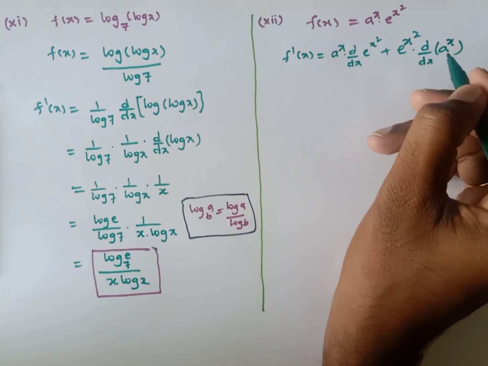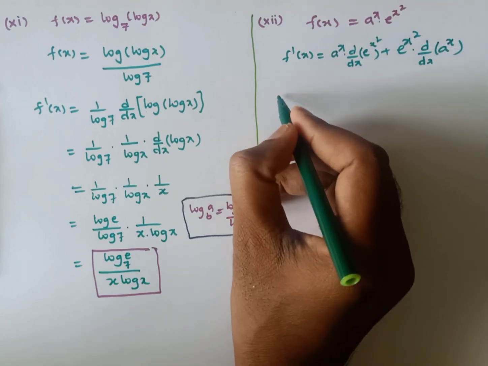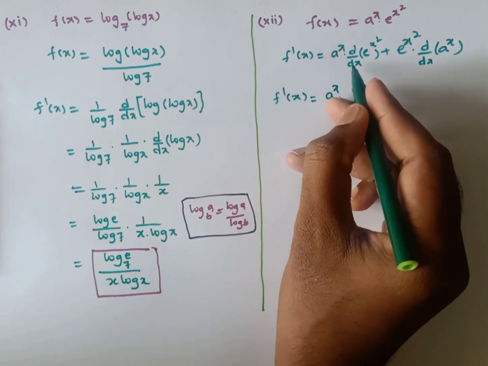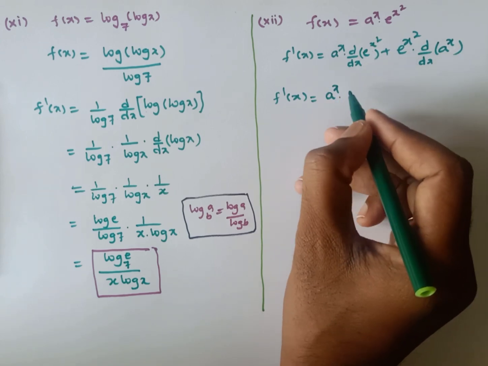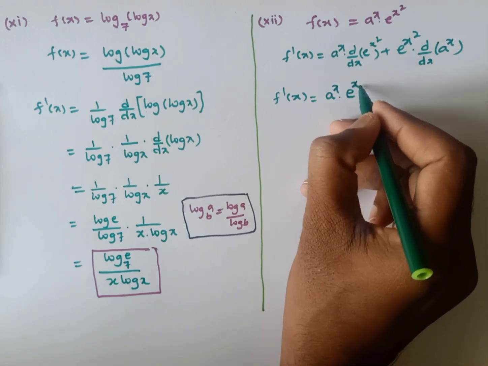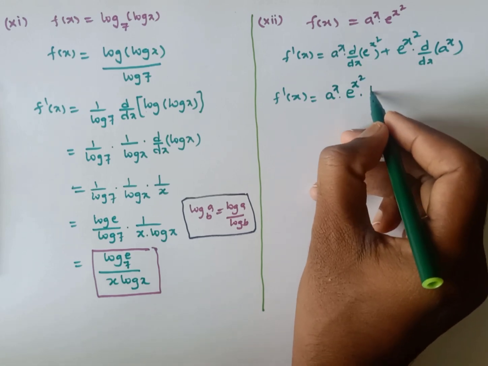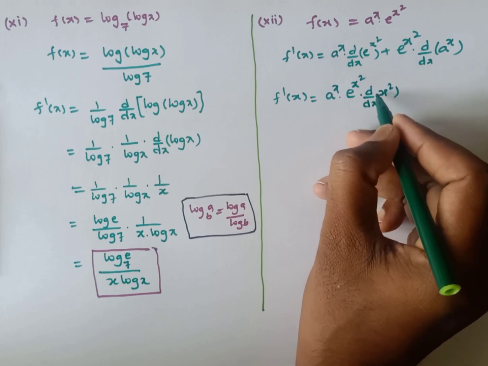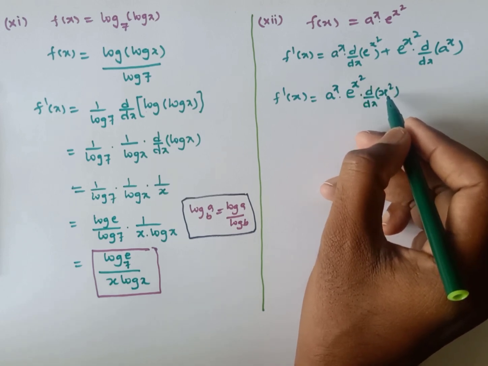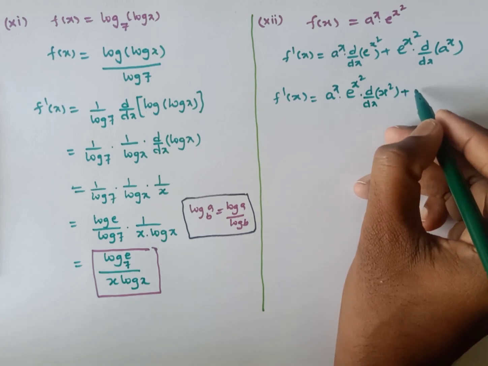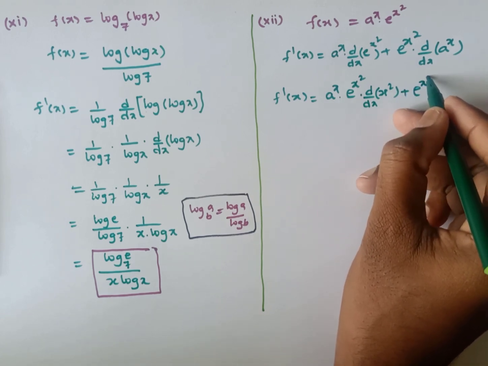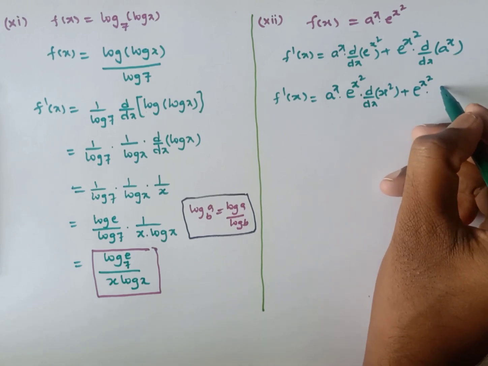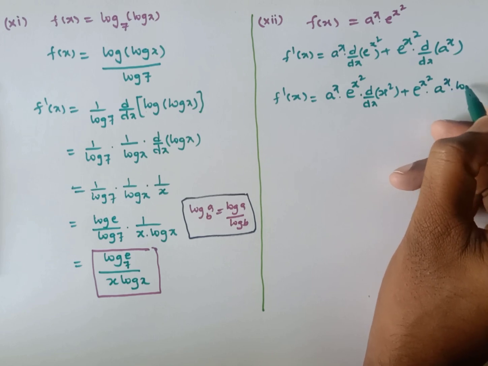Now look. f prime of x equals a power x as it is. Now this is in the form of e power something. The derivative of e power x is e power x only, but there is x square, so into d by dx of x square. Take the derivative of x square also, it becomes the inner function. If it were just x, we could do it directly, no problem. When it is x, the derivative is 1, so we leave it directly. Now this is e to the power of x square into the derivative of a power x, which is a power x into log a.